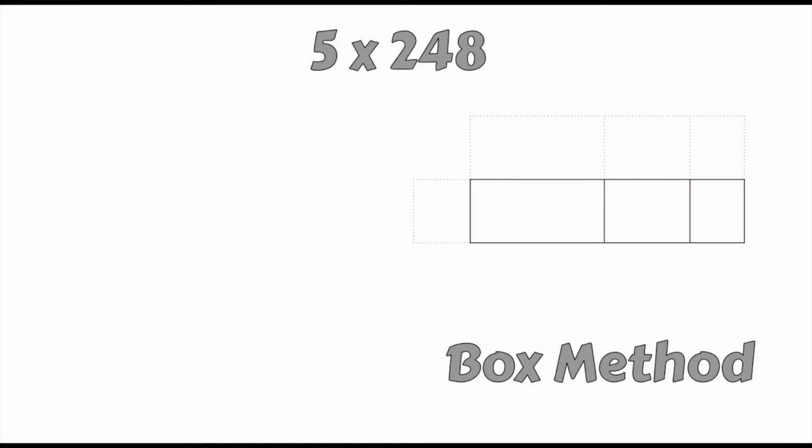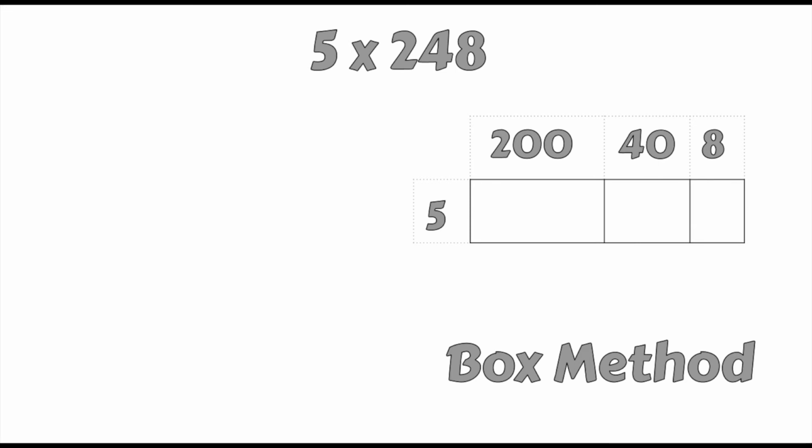This time we're going to do the box method with a 3-digit number, and we're going to model with base 10 blocks to show how it makes sense. So with our box method, I know I'm going to be multiplying by 5, but now the 248 I need to decompose. The 2 is in the hundreds place, that's worth 200. The 4 is in the tens place, that's worth 40. The 8 is in the ones place, so it's just 8. So now I can multiply to find the area of each of these sections one step at a time.